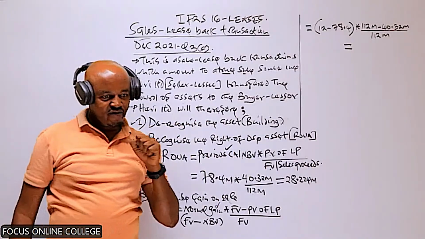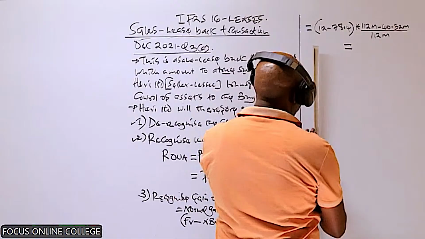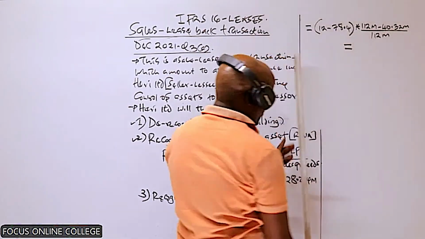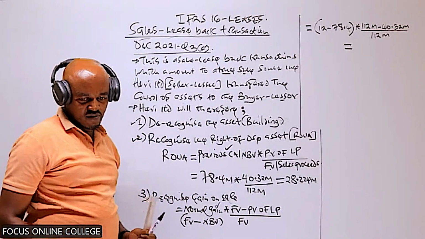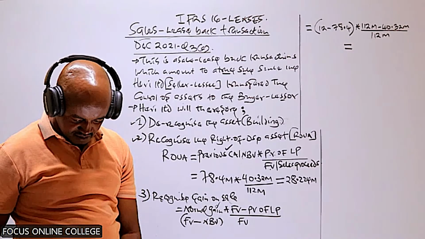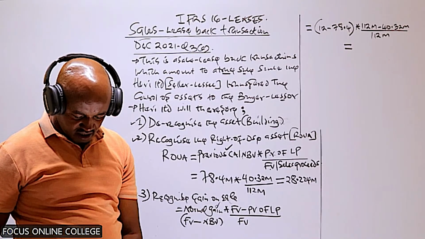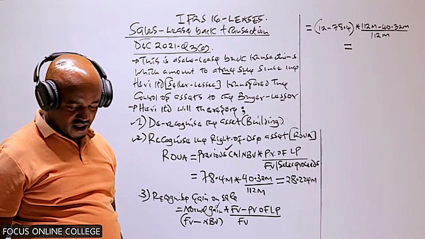You give me the final figure. So the final figure in this case will be the gain on disposal. The gain on disposal. What are you getting here? What are you getting, sir?